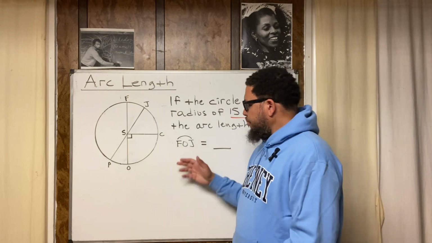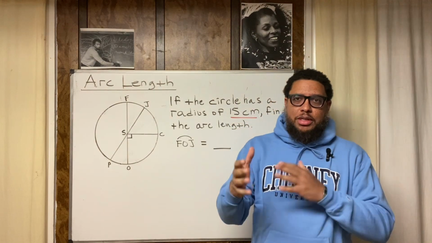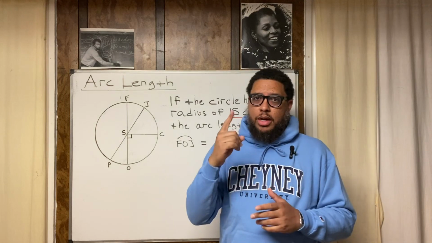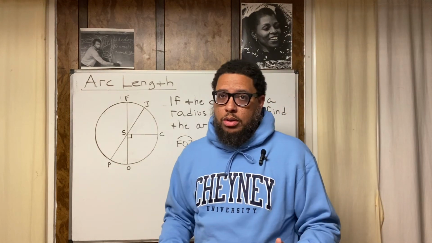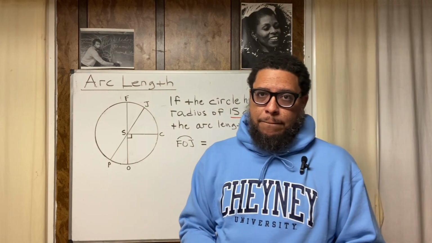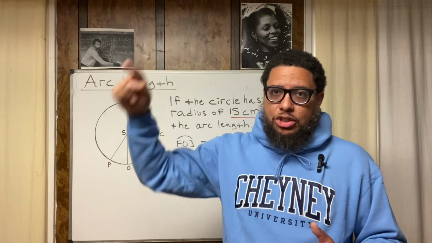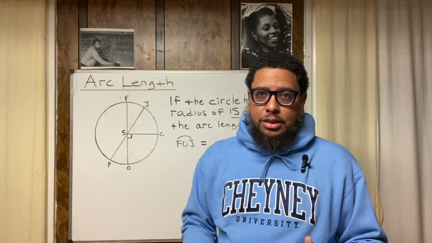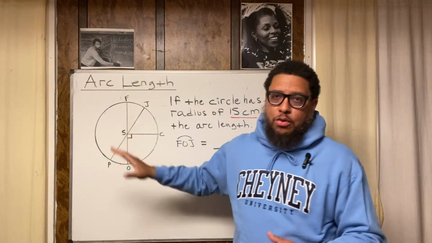All right, so look, in order to figure out arc length, there are 2 pieces of information you need to know. Number one, and not necessarily in this order, you need to know the circumference of the whole circle. What is the circumference of a circle? The circumference of a circle is the length around a circle. It's not the space inside the circle. That would be the area, right?